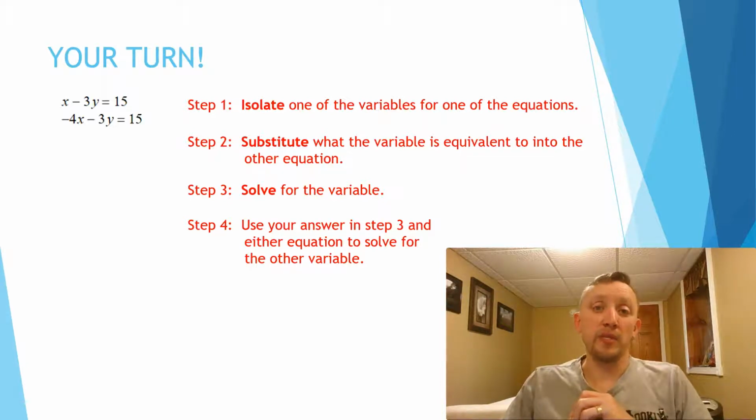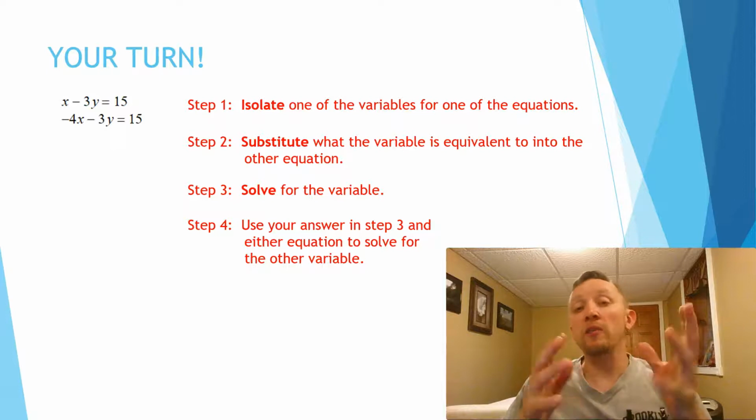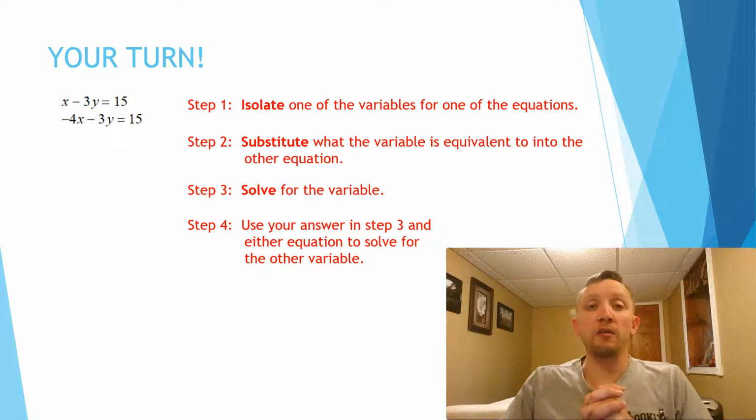All right, let's see how you did. So the first step, you're going to pick one of those equations to get the variable by itself. Which one did you choose? If it were me, I would choose that first one too. I would have chosen that first one and solved for x. And so if you do that, all you have to do is add 3y to both sides. Now, if your equation says 15 plus 3y, no big deal. It's going to be the same thing. 3y plus 15, 15 plus 3y, same thing.